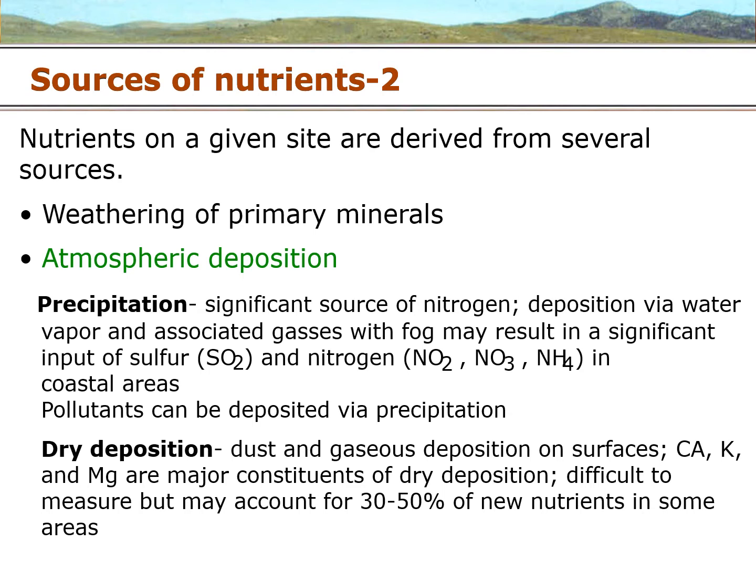And then we also have dry deposition via dust or gaseous deposition of, for example, calcium, potassium, and magnesium. It's difficult to measure the amount of this, but the dry deposition may account for as much as 30 to 50% of new nutrients in some areas.